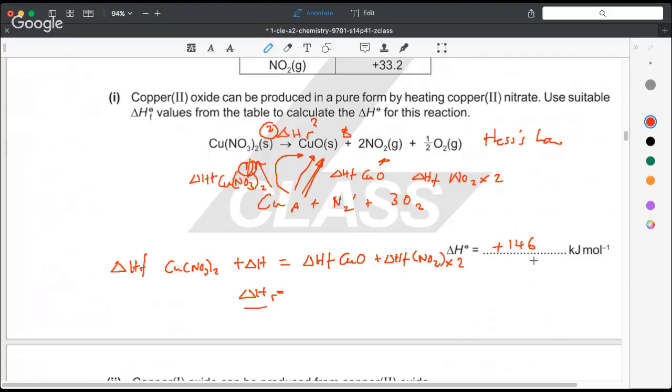And then you put in the numbers, and you're going to end up with 146 kilojoules per mole. And make sure that you put in the positive sign as well, because they sometimes might knock off a mark if you don't include the positive or the negative sign.